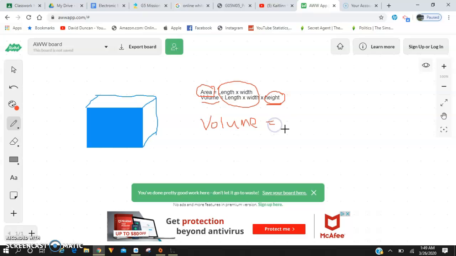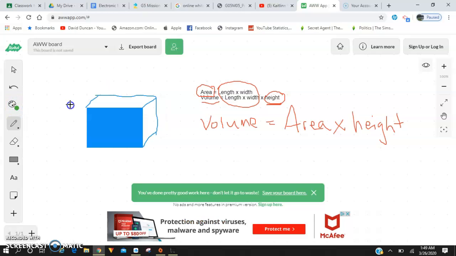Volume equals the same thing as technically just area times my height. I know my penmanship isn't perfect here. But again, I want you to look at that relationship. I'm able to say that volume is area times height because my area is length times width. And that's essentially my whole formula for volume, length times width times height. But I'm just replacing that length times width with area because they're the same thing.